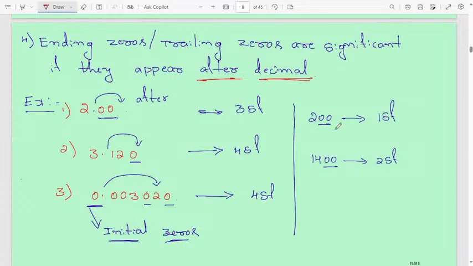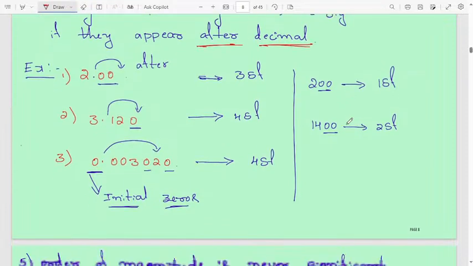And also, ending zeros, if the decimal is not there, we will not consider them as significant. You will get confused, I know. Significant figures, I am telling the rules based on the zeros. Revise my video, go through the examples, practice, write and practice, solve more problems, then it will be easy for you. Okay, two more examples I will give here.